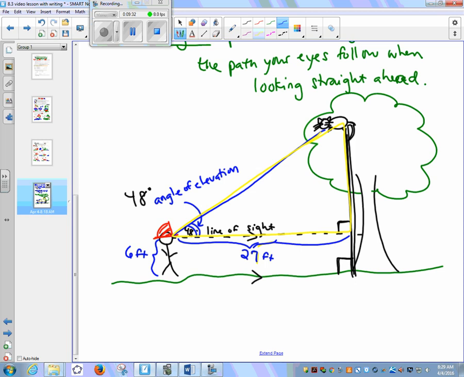Okay, so do you see the triangle we're working with here? We got 27 on the bottom. We got an angle of elevation of 48 degrees. We want to know how high this kitty is off the ground. Actually, let me make this x. Okay, so we're going to solve for x. What we really want to know is how high the kitty is all the way from the ground. I'm going to make that h. Exactly. Right, so we're going to solve for x.